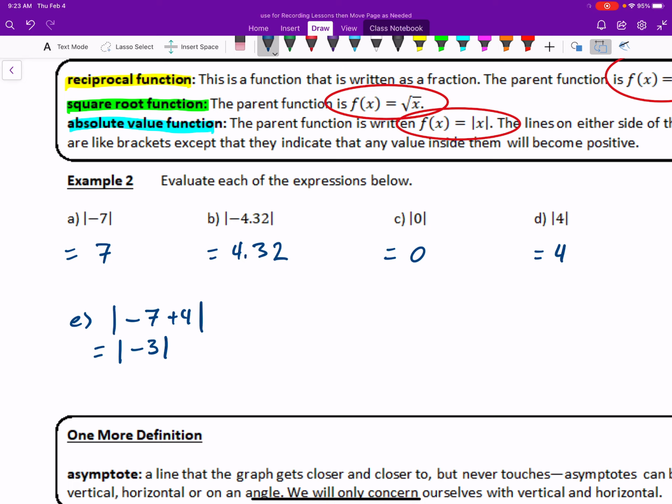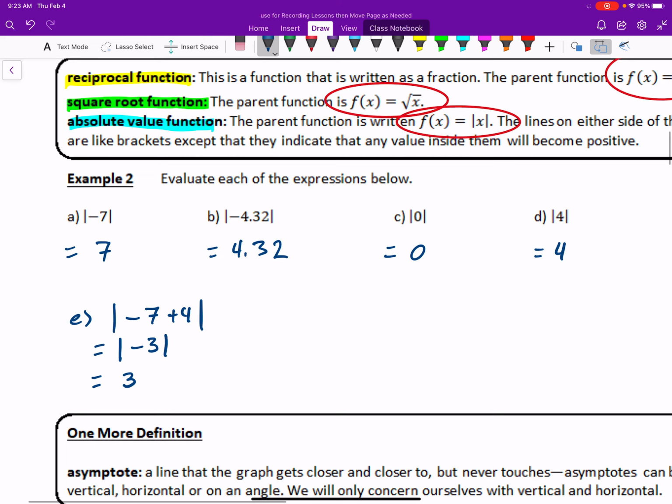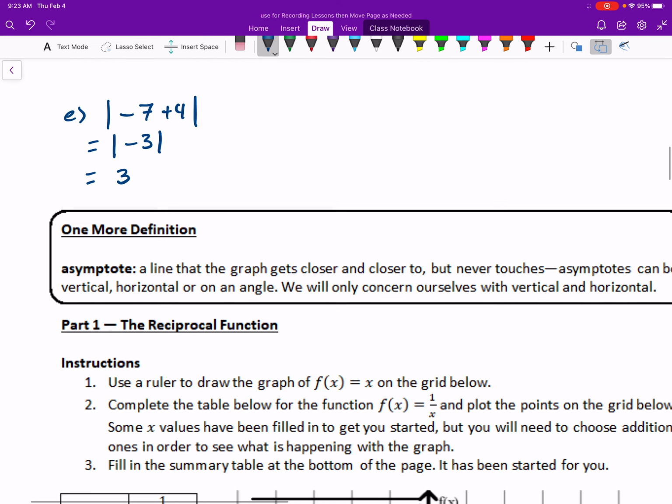And then at the moment that I take off the absolute value signs, my answer becomes positive 3. You can see how I'd get a different answer if I changed that negative 7 to a positive at the beginning. I end up with 11, which would be incorrect. So again, treat them like brackets, follow order of operations, and only as you're taking the absolute value signs off, that's when you make things positive.